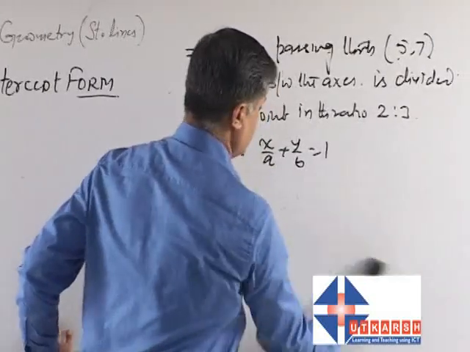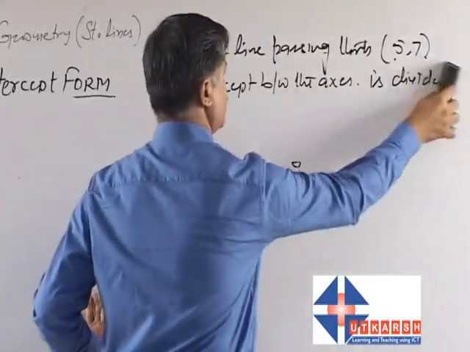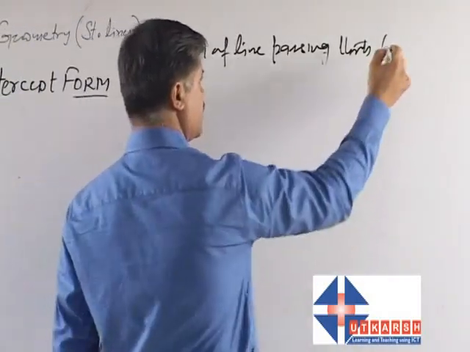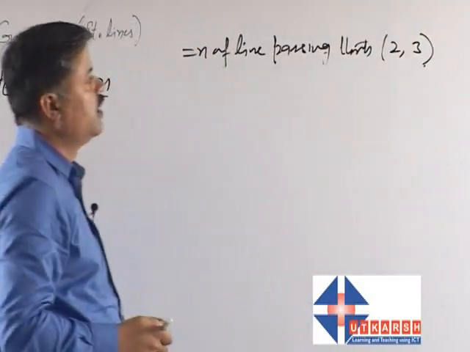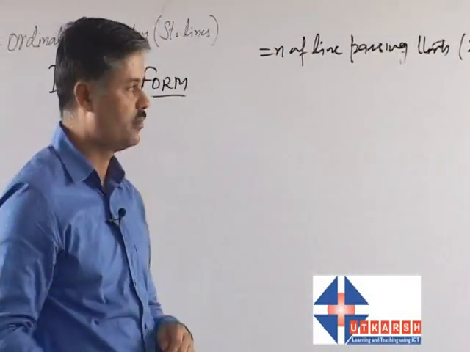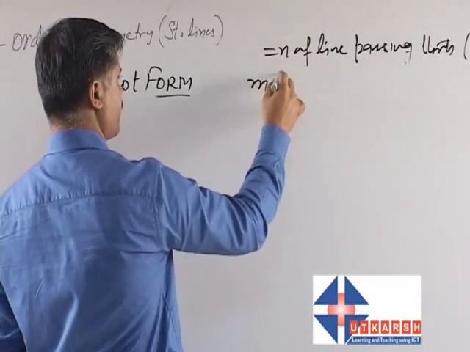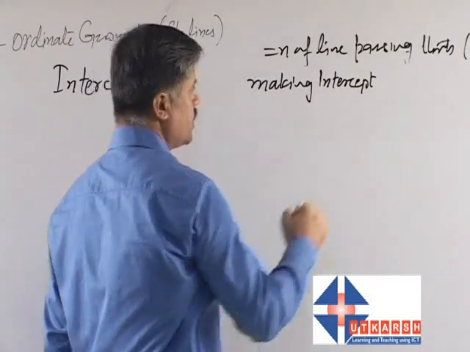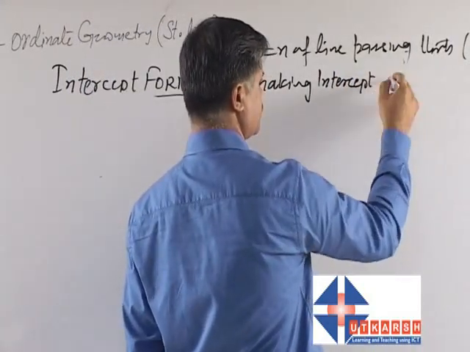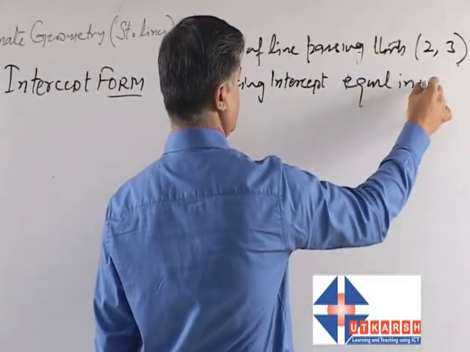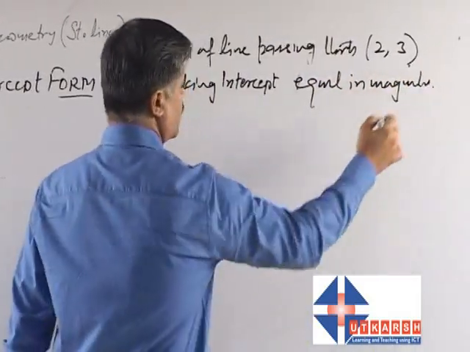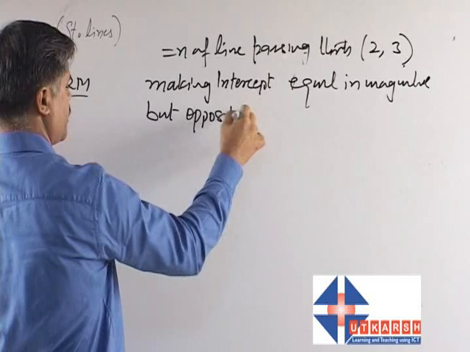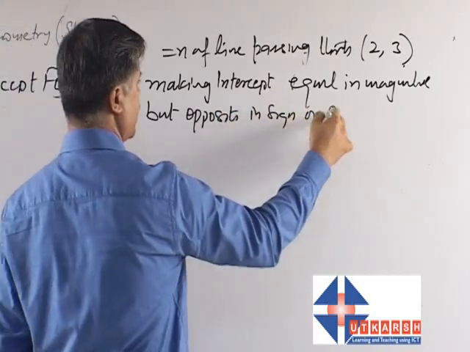Again find the equation of line. Find the equation of line passing through the point, point कोई ले लो आप (2, 3), and making intercepts equal in magnitude but opposite in sign on coordinate axis.